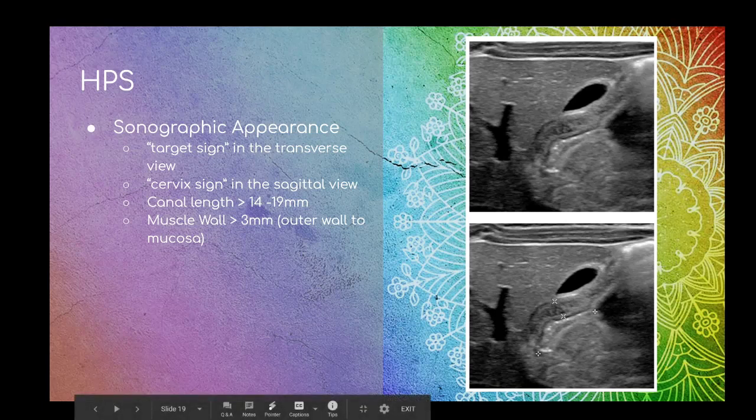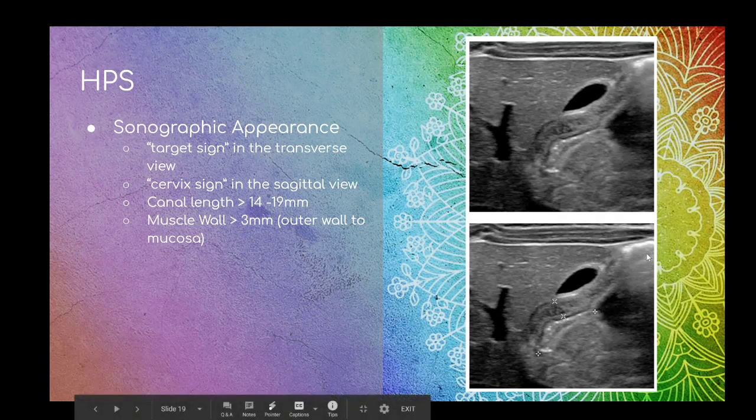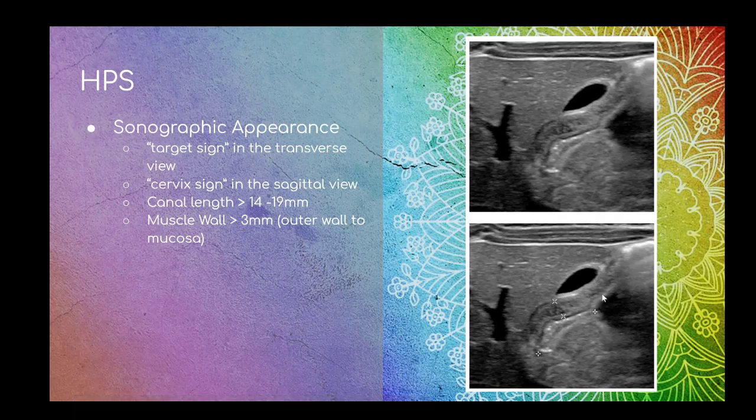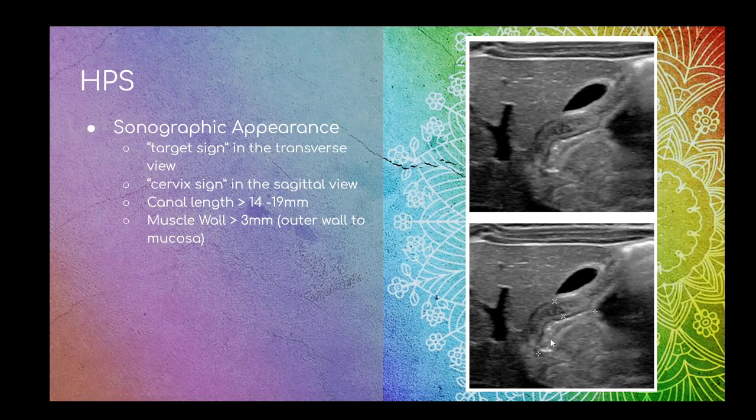So looking for the pylorus, we are looking for a couple things. First, it's probably easiest to find the gallbladder because it kind of sits underneath the gallbladder. Here's baby's stomach. This is the antrum of the stomach. And then we see the pylorus coming off. If you think back to how cervixes look, it kind of looks like a cervix in the abdomen of the baby. So we call it the cervix sign. And that's when we have the pylorus in long.